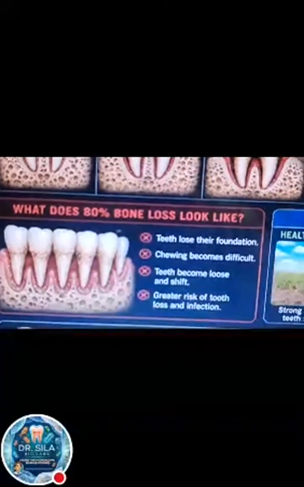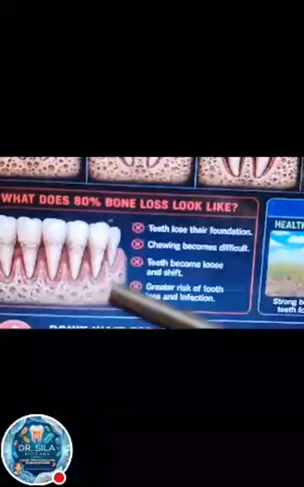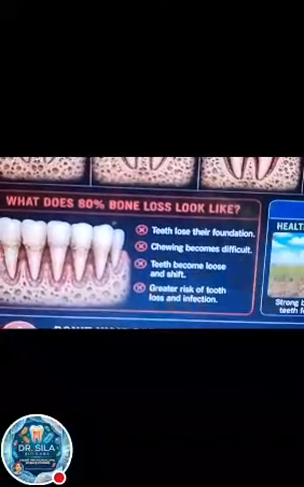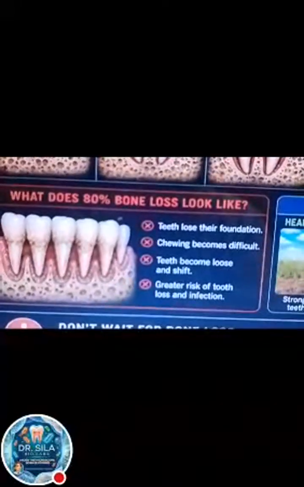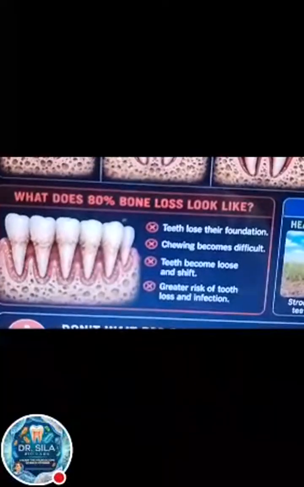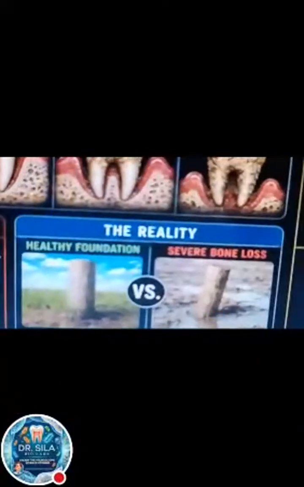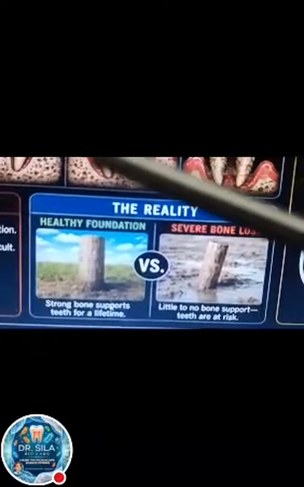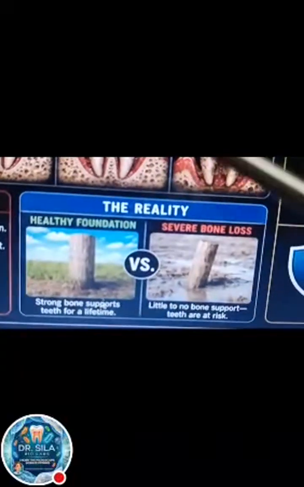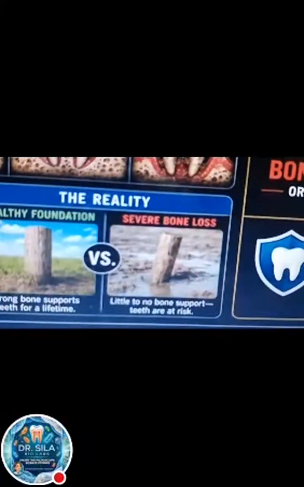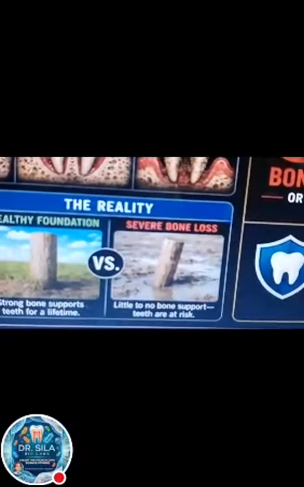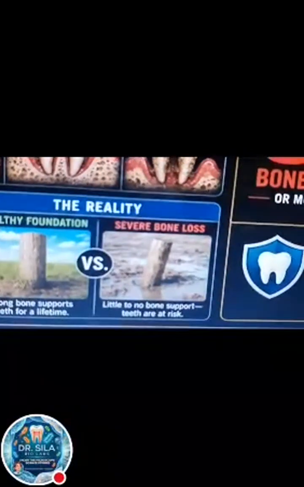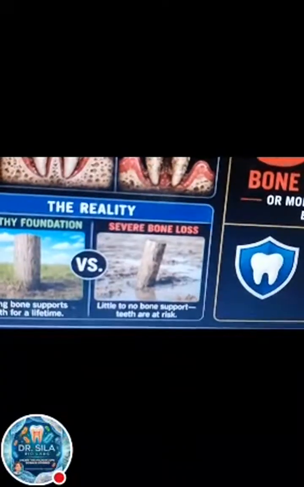What does 80% of the bone loss look like? Teeth lose their foundation, chewing becomes difficult, teeth become loose and shift, greater risk of tooth loss and infection. You can see it through this. This is the healthy foundation, standing straight. Severe bone loss, it's trembling in the mud, just like trembling in your mouth.